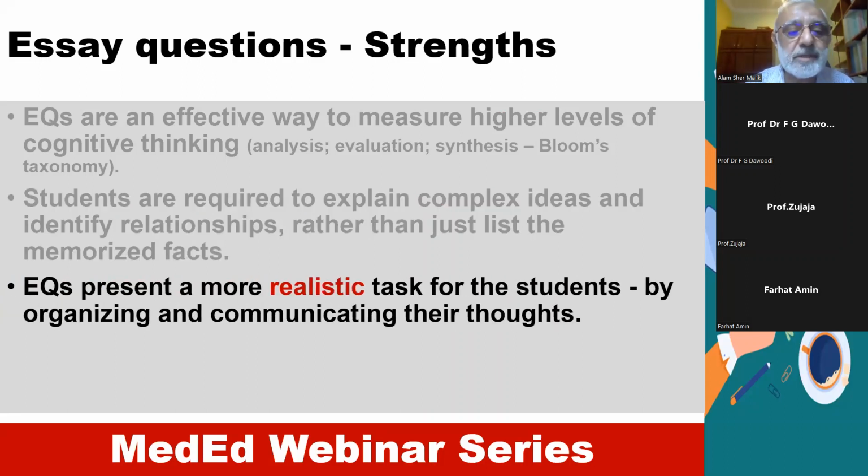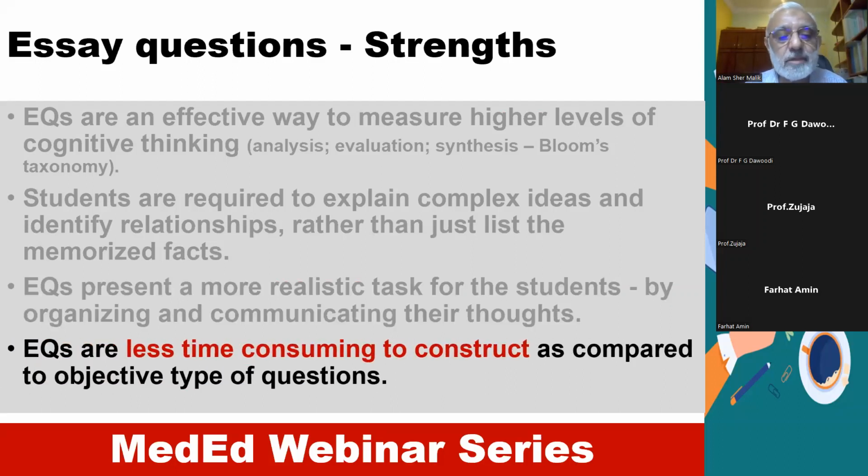Essay questions present a more realistic task for the students by organizing and communicating their thoughts. And essay questions are less time consuming to construct as compared to objective type questions like multiple choice questions.